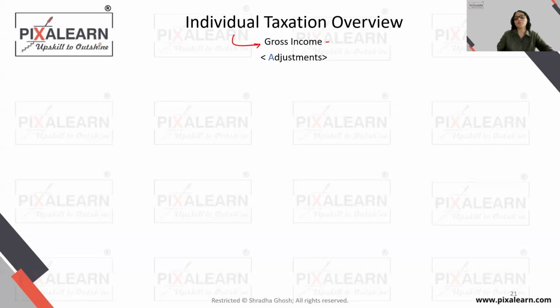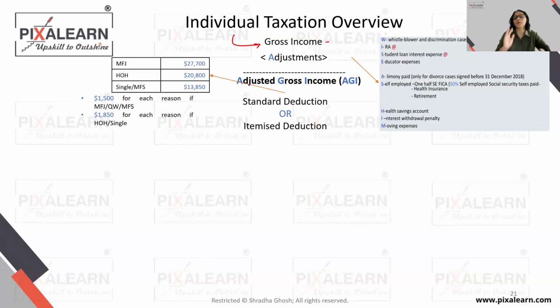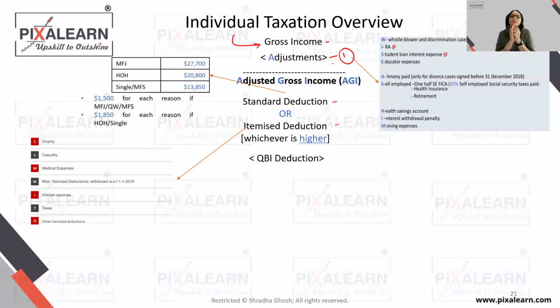Then from there, there are three valid reasons to avoid paying taxes. What are these three valid reasons? One is adjustments, the other is standard deduction, and the third is itemized deduction. There is another one, which is the qualified business income deduction. So if you look at it, there are four areas where you can reduce your tax. Basically, whatever income you're offering for taxation, I give you four reasons to not pay tax on certain amounts.